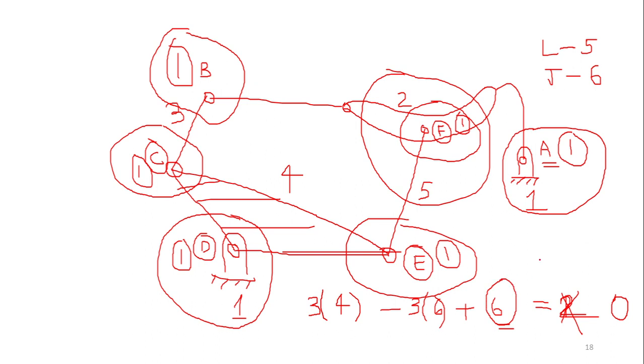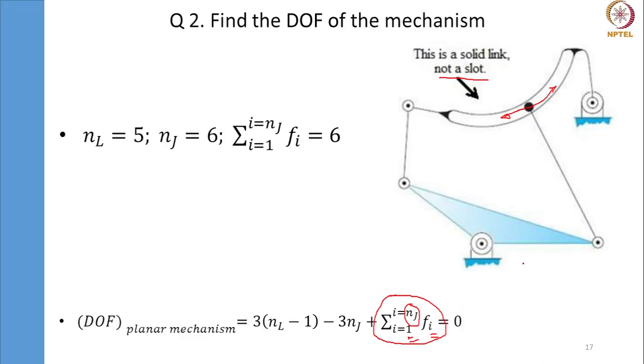Your friend asked me a question: what if a cam and follower pair is there instead of a revolute pair or a prismatic pair? Then we are going to write the degree of freedom at that joint as 2 instead of 1. Is that explanation satisfactory? Sigma Fi is the degree of freedom of each joint. Yes, correct.